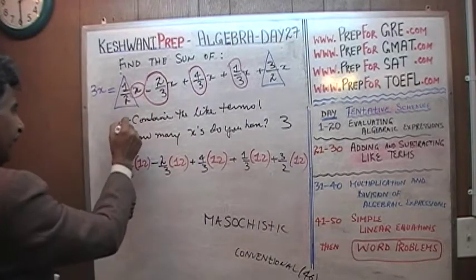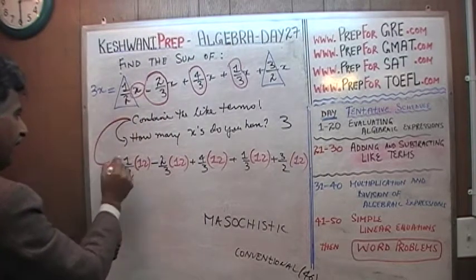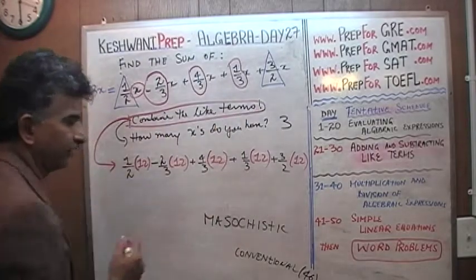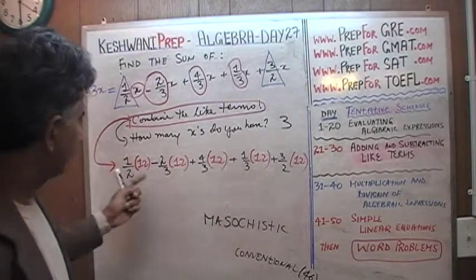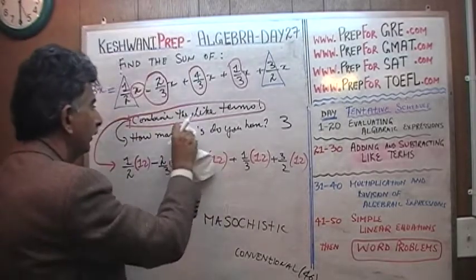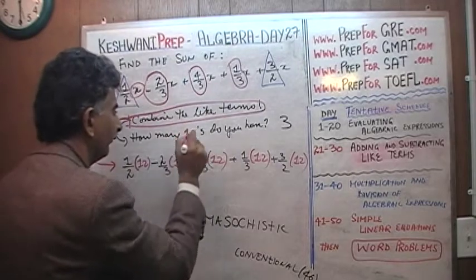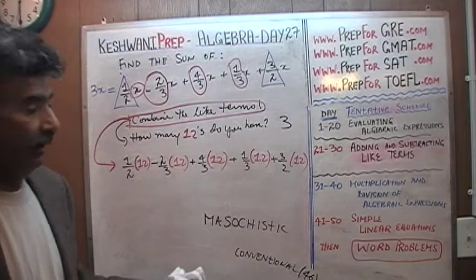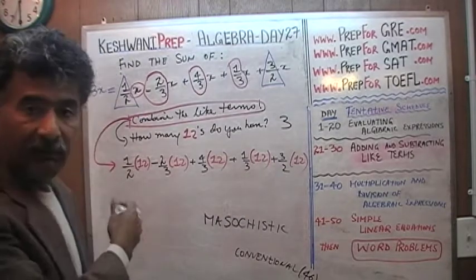So if someone says in this problem, combine the like terms, what does it mean in this context? It means, just like this one, how many 12s do we have? That's what it means. And since they are all 12s, we can just simply figure out how many there are.